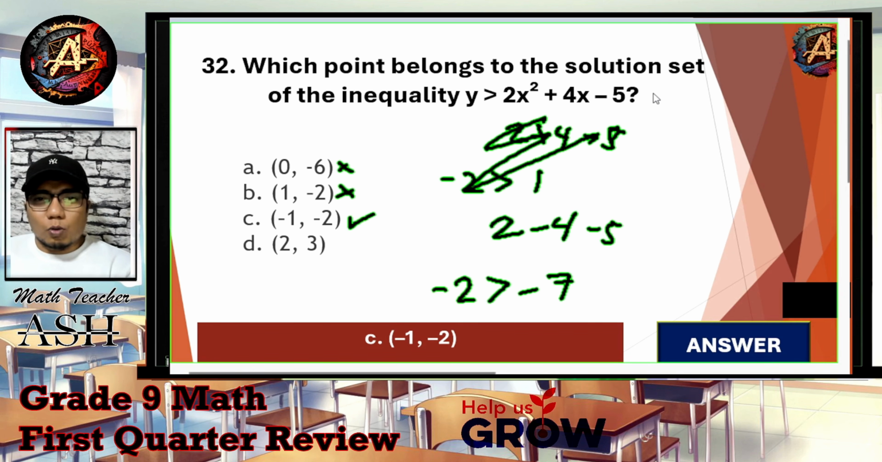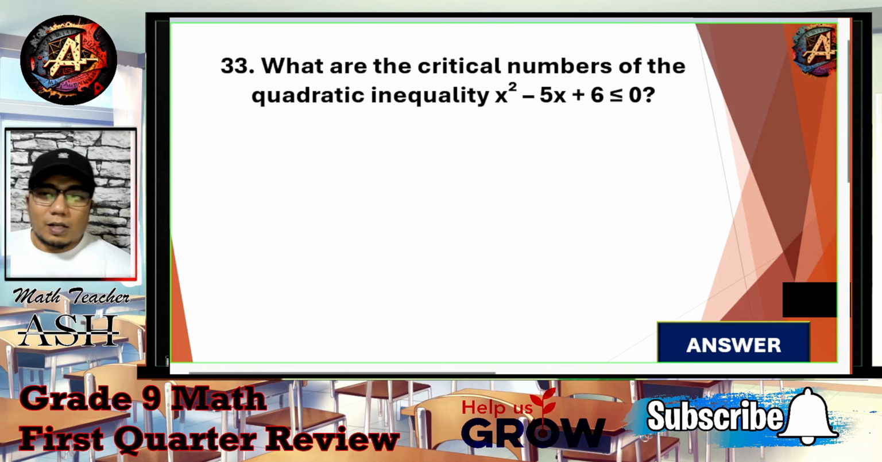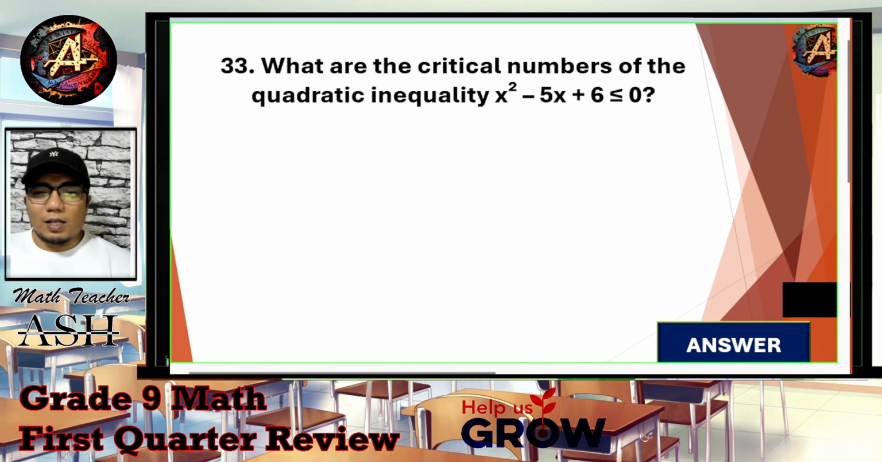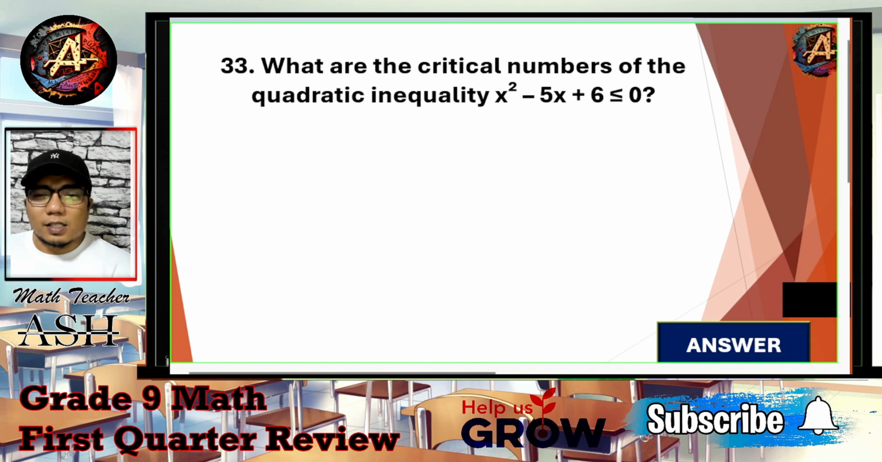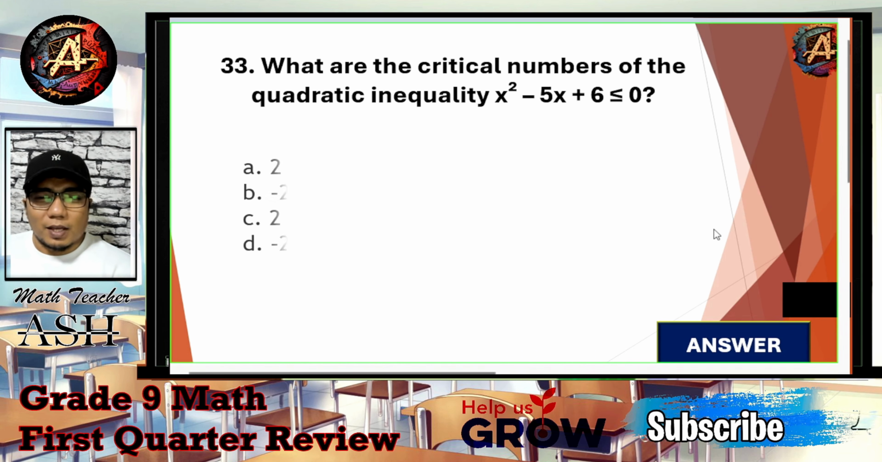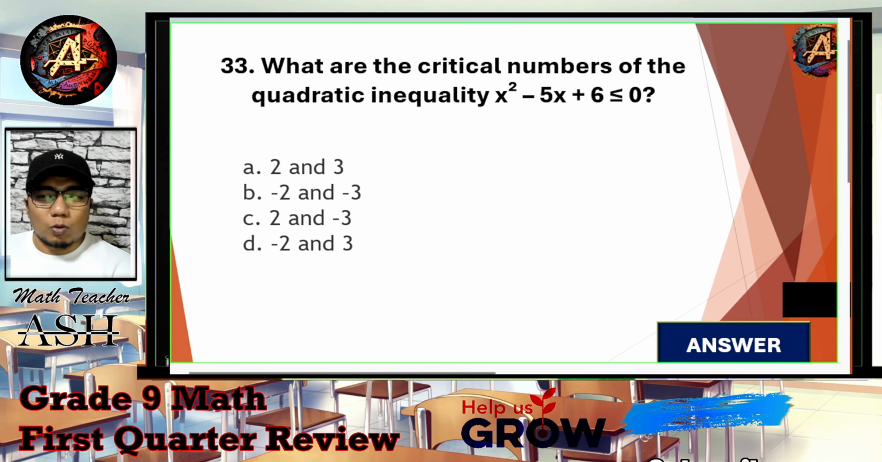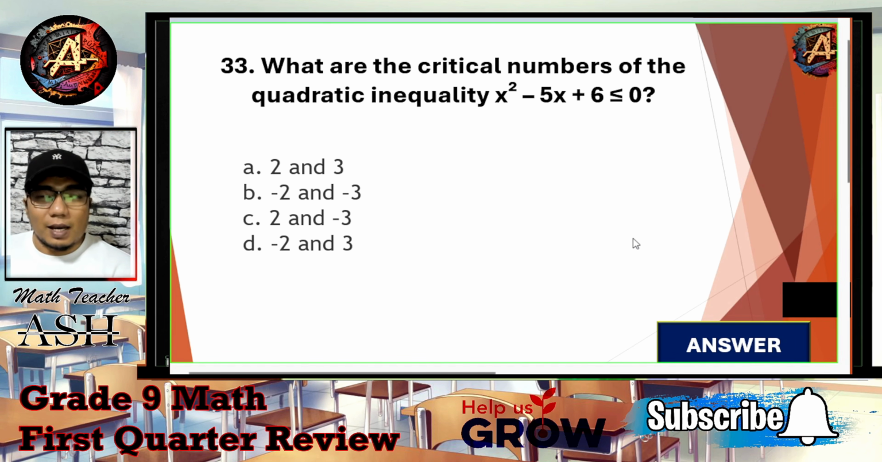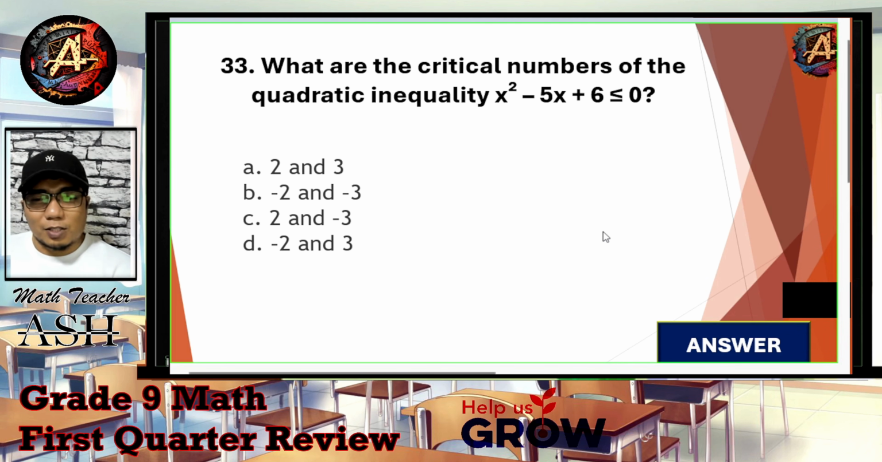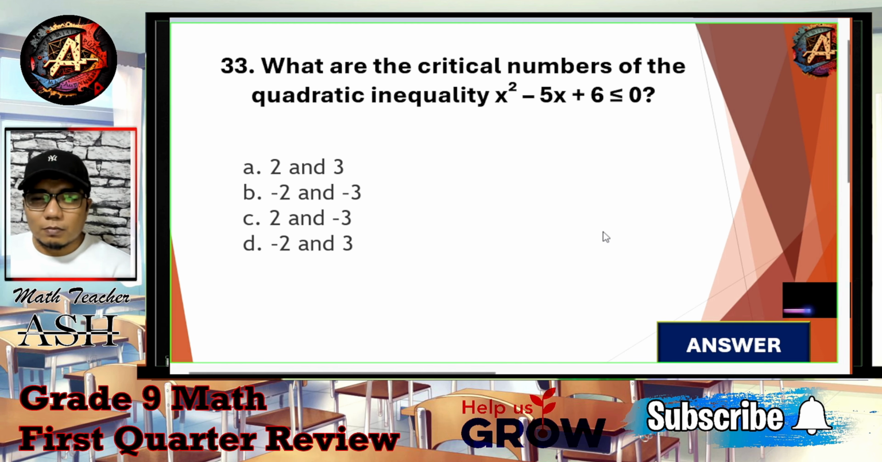Alright, now let us go to question number 33. What are the critical numbers of the quadratic inequality x squared minus 5x plus 6 is less than or equal to 0? Is it A, 2 and 3, B, negative 2 and negative 3, C, 2 and negative 3, D, negative 2 and positive 3? I'll give you 5 seconds to think about your answer.